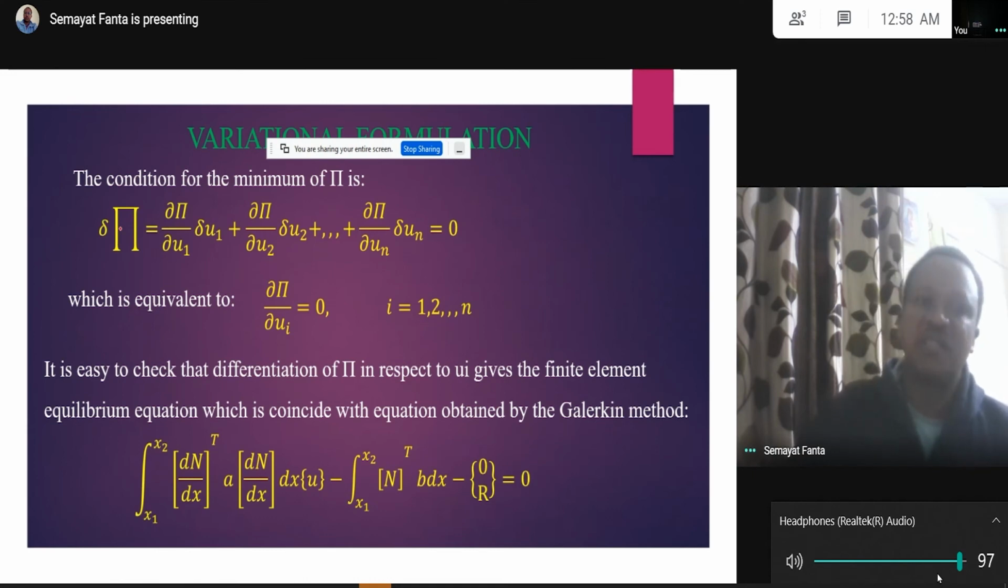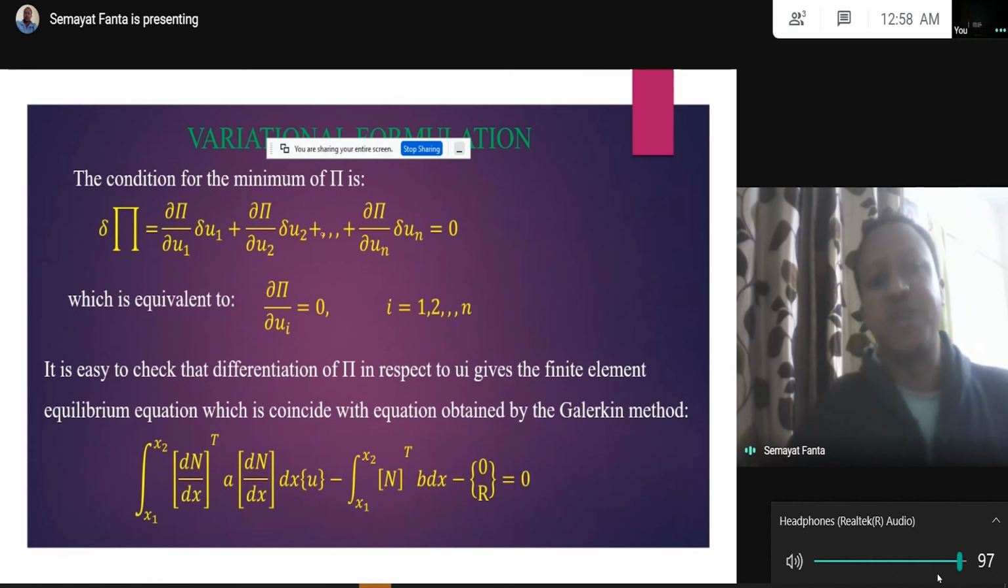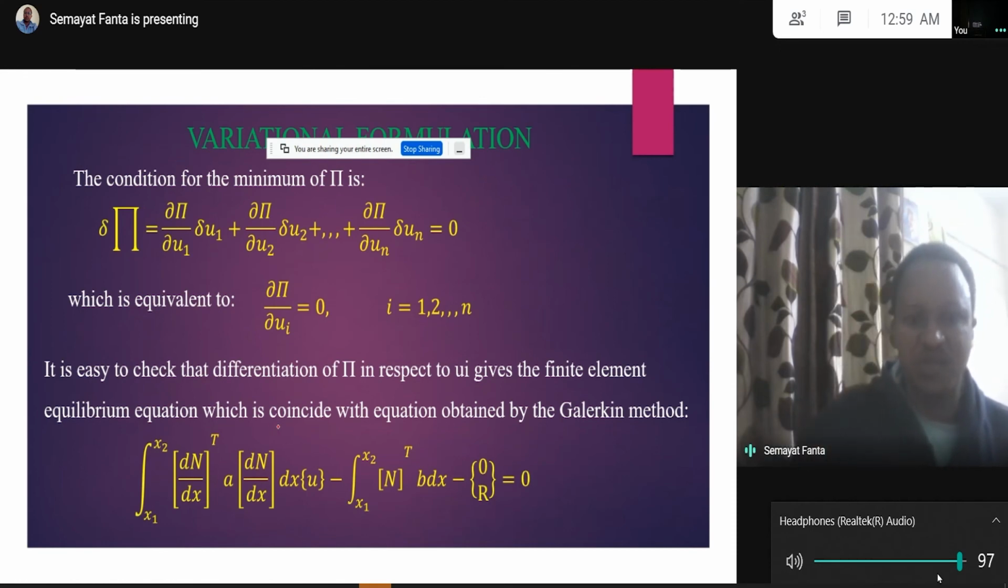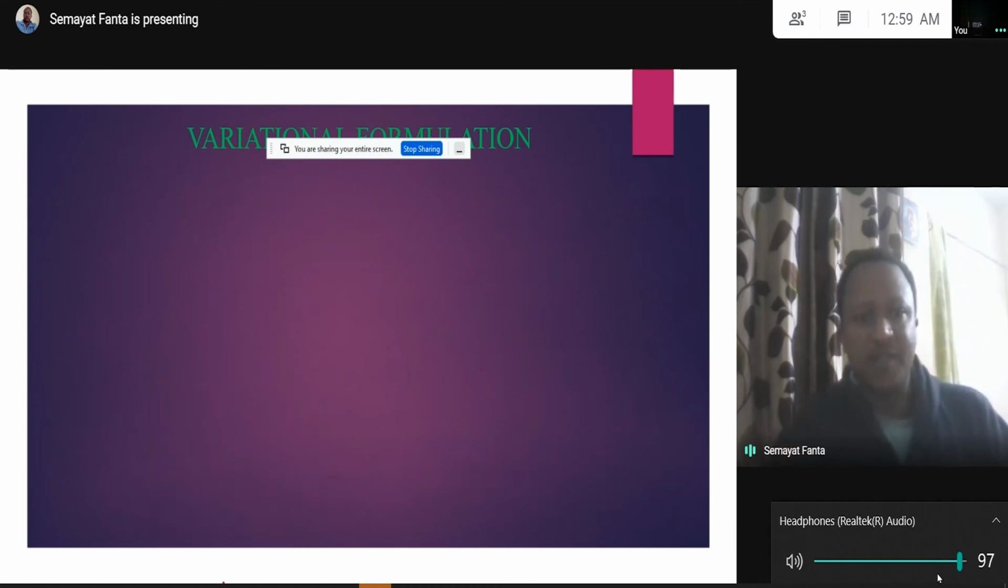So delta pi, which is equal to dpi/du1 plus dpi/du2 plus dpi/dun, is equal to 0. So this is minimization of the function. It is easy to see that the differentiation of pi with respect to ui gives the finite element equilibrium equation, which is equivalent to the equation obtained by the Galerkin method, which is almost this equation. Okay, so this is all about it.